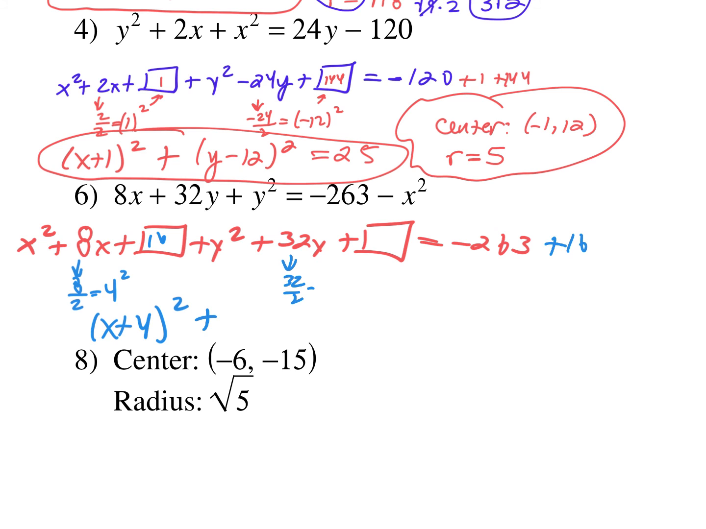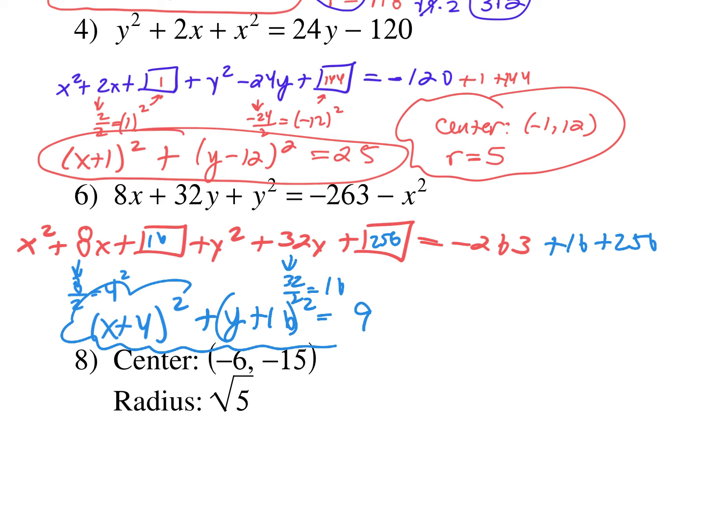32 divided by 2 is what? 16. So y plus 16 squared equals, what's 16 times 16? 256? Yep, sure, 256 on both sides. So what's -263 plus 16 plus 256? What is that going to give me? All right, equals 9. So there's my equation of my circle in standard form.